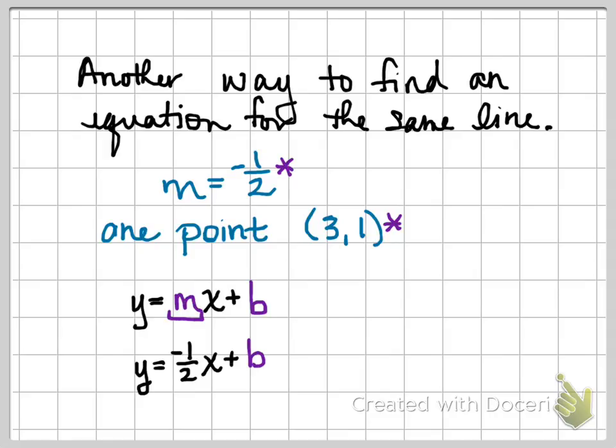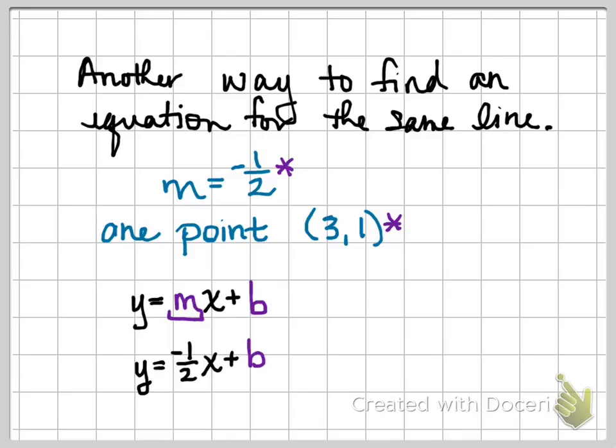On the other hand, this b value is not readily available. We have to figure out what that b value is. We can't just input 3 or input 1. We've got to figure out what it is.